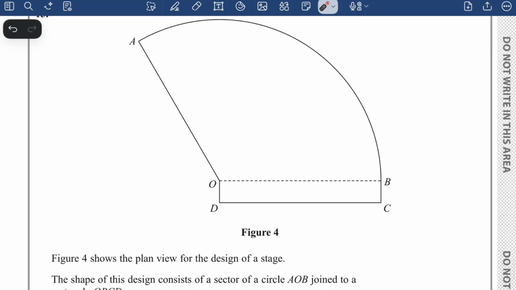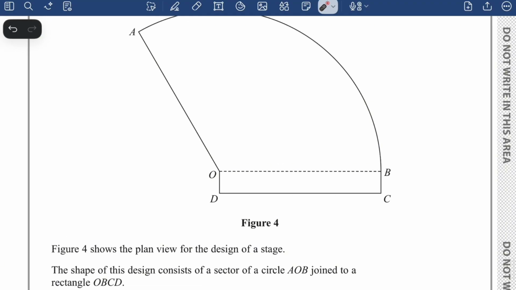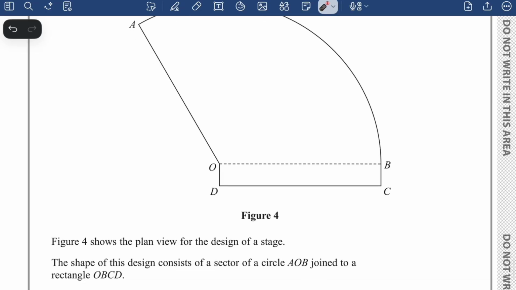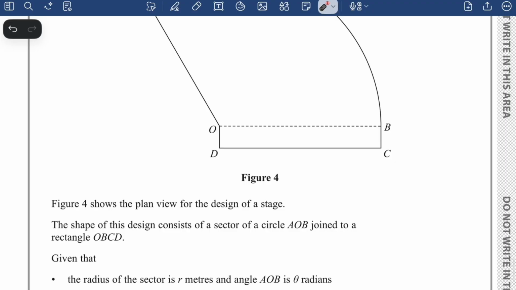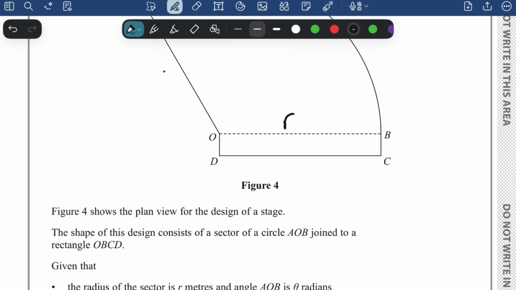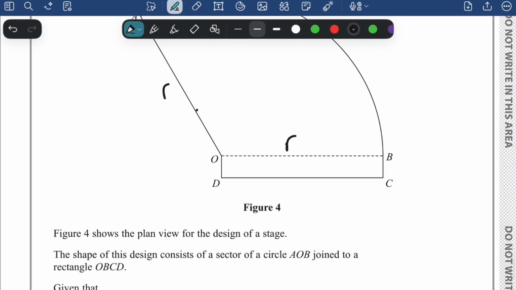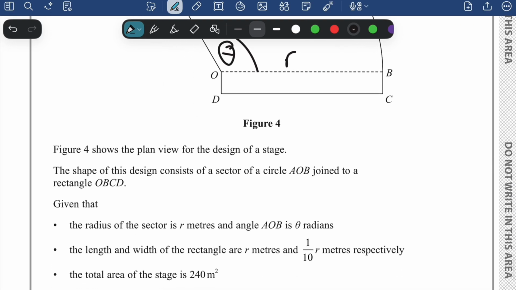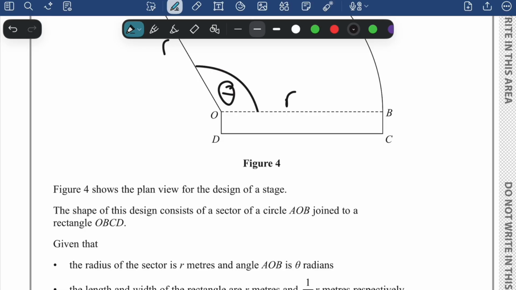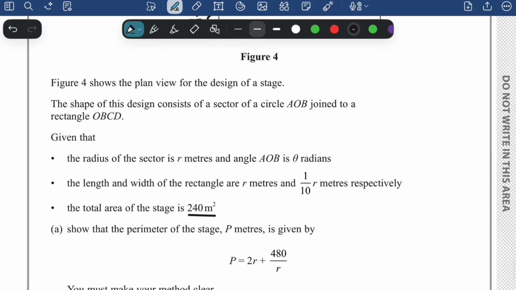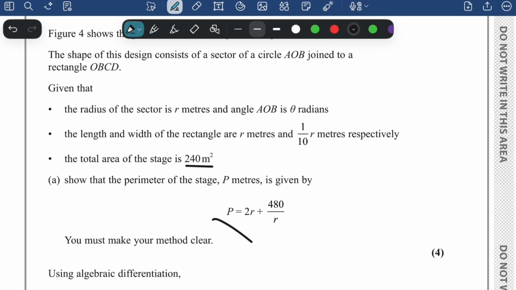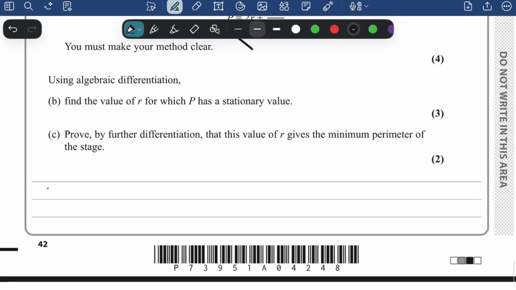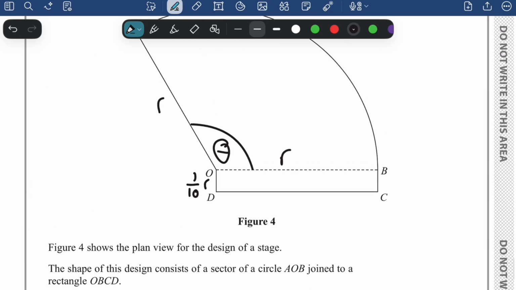Okay, question 15. We're given the plan to design a stage. We're shown a sector AOB and a rectangle OBCD. The radius of the sector is R, and the angle AOB is theta radians. The length and width of the rectangle are R and 1/10 R meters, respectively. The total area of the stage is 240 meters squared, and we're told to show that the perimeter is given by this equation.